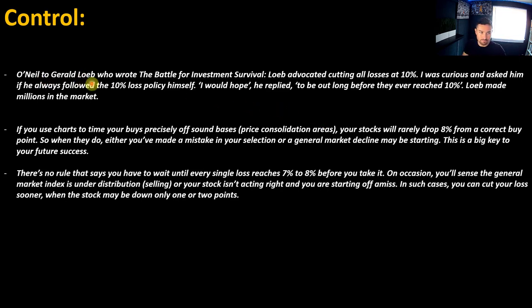So O'Neil on Gerald Loeb, who wrote The Battle for Investment Survival and had a big influence on O'Neil: Loeb advocated cutting all losses at 10%. Remember those slides earlier in the table where I was showing you that losses work geometrically against you? These guys knew all of this inside and out. I was curious and asked him if he always followed the 10% loss policy himself. "I would hope," he replied, "to be out long before they ever reach 10%." Loeb made millions in the market. If you use charts to time your buys precisely off sound bases, price consolidation areas, your stocks will rarely drop 8% from a correct buy point. So when they do, either you've made a mistake in your selection or the general market decline may be starting.